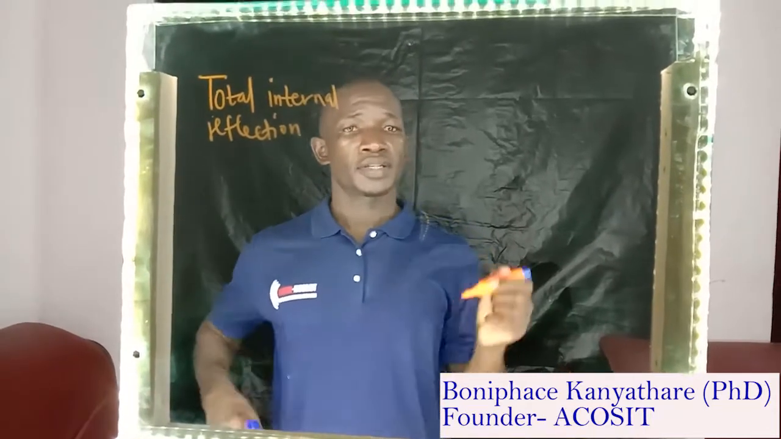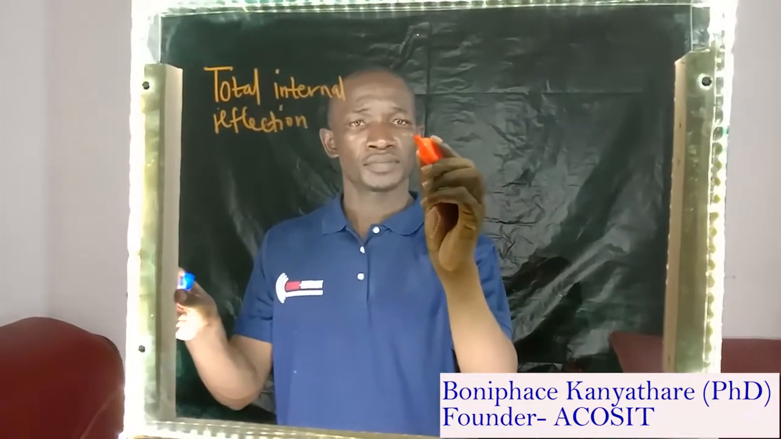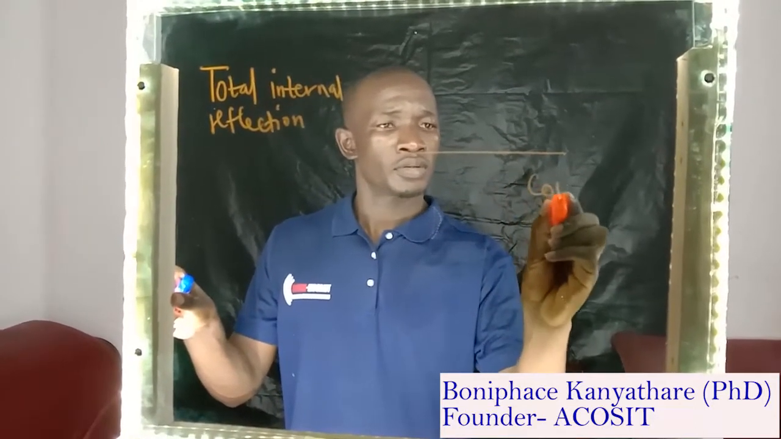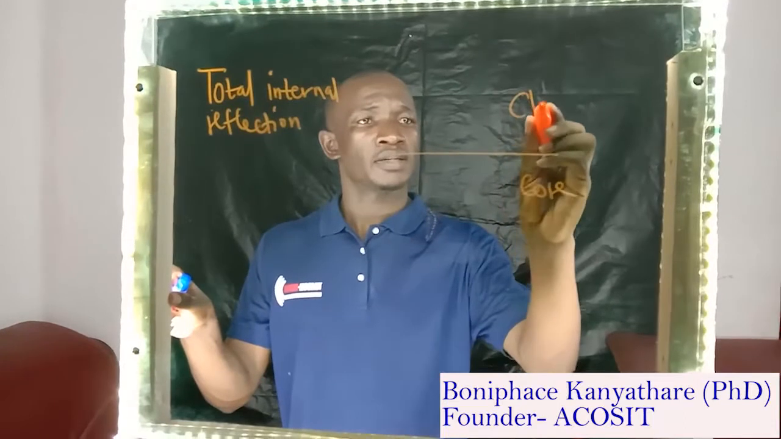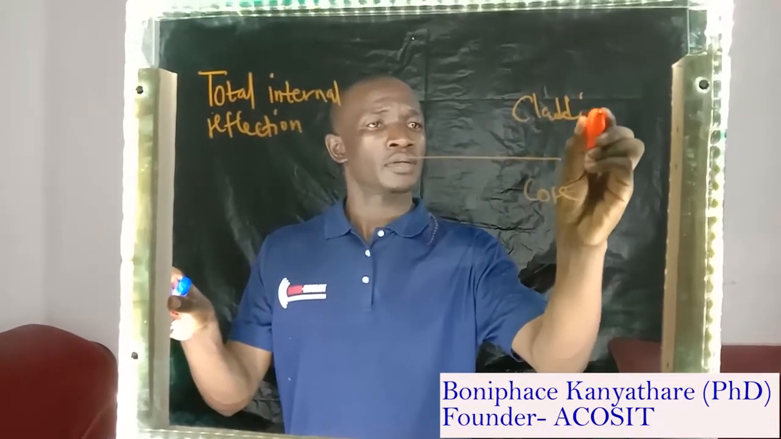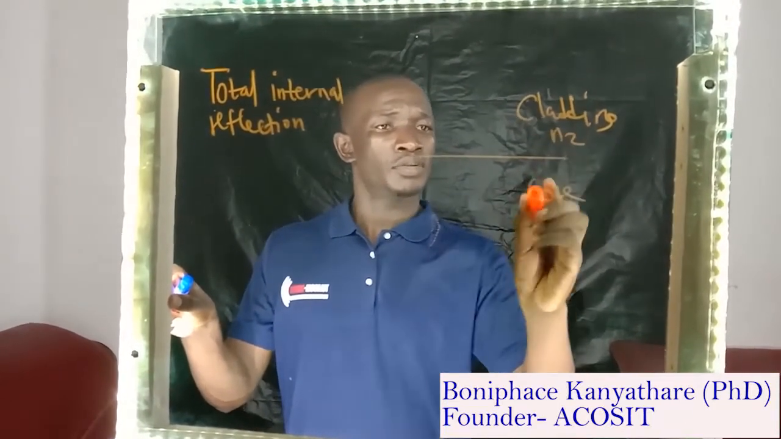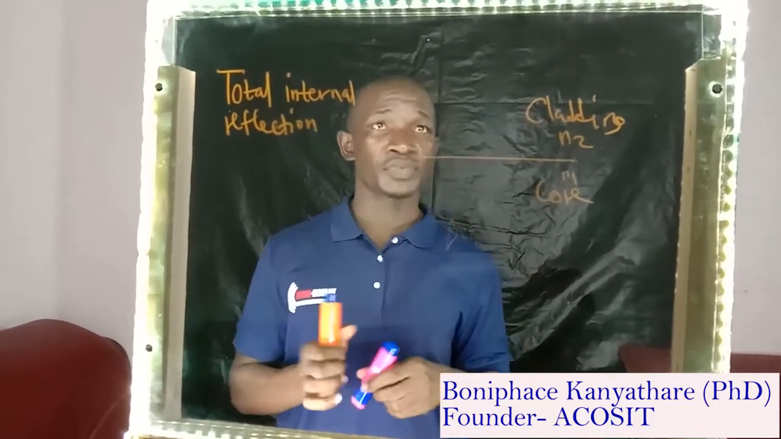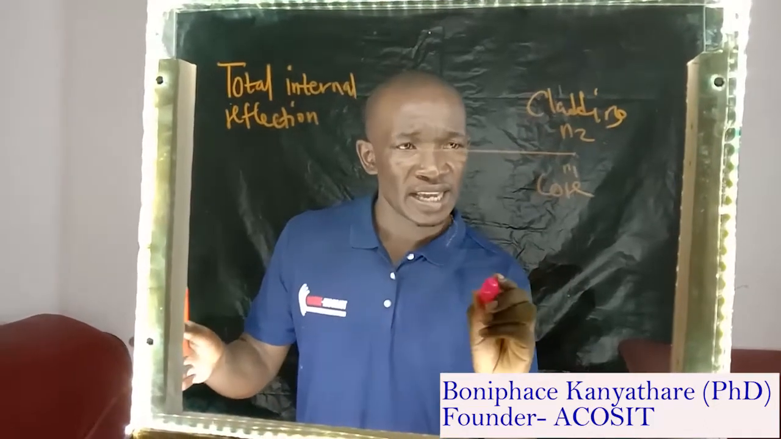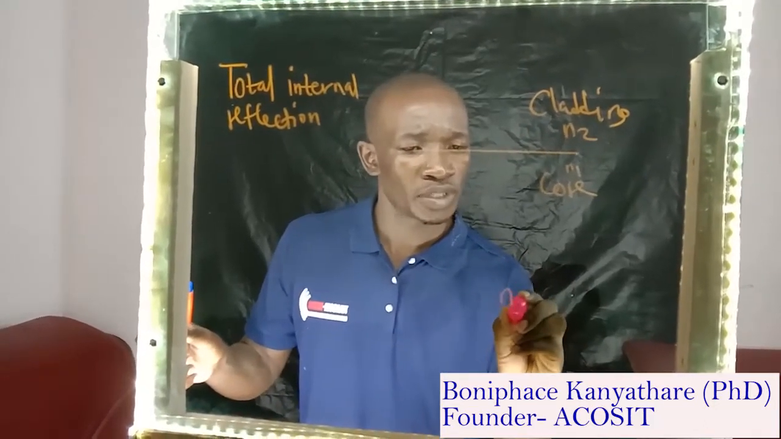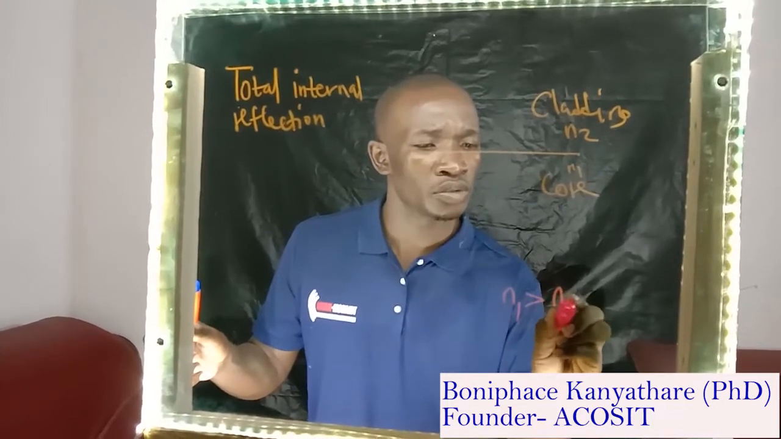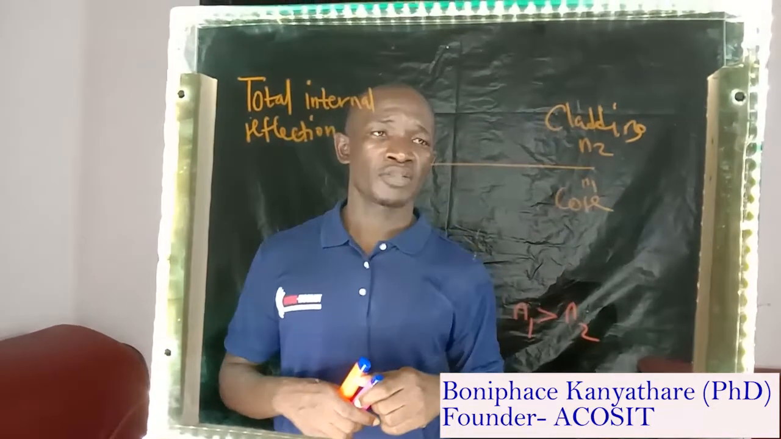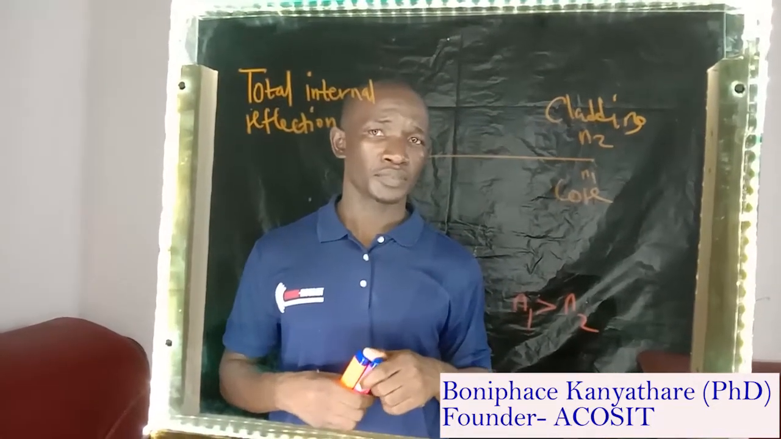As we've said, in fiber optics communication, we have core and we have cladding. This is N2, this is N1. N1 is the refractive index of the core, N2 is the refractive index of the cladding. And we've said again that N1 must be greater than N2 for refraction and once again for total internal reflection to happen.